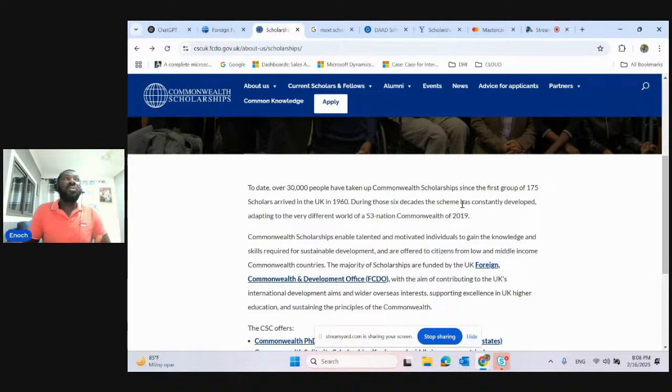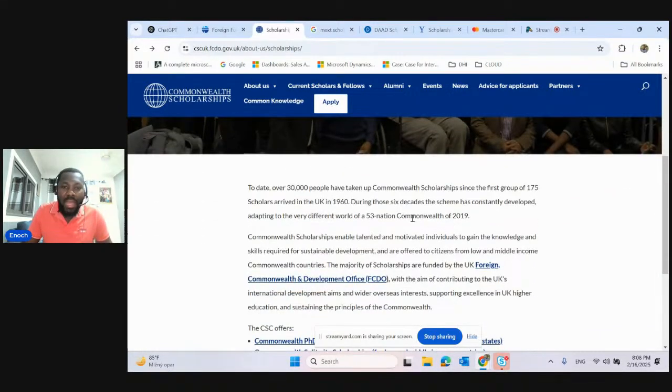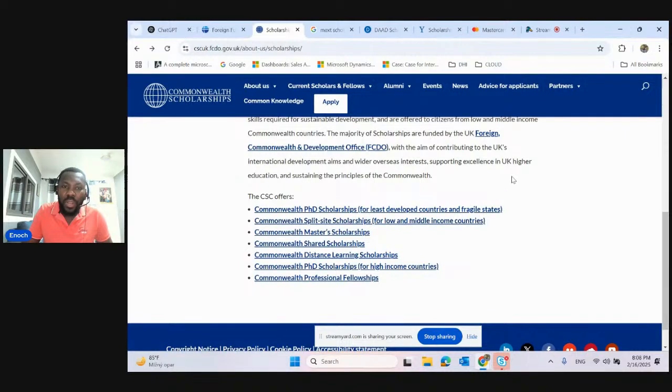And there we have countries which are called Commonwealth countries, and usually these are countries which were colonized by the British, or Great Britain. And yeah, about 53 nations are involved in this Commonwealth scholarship.